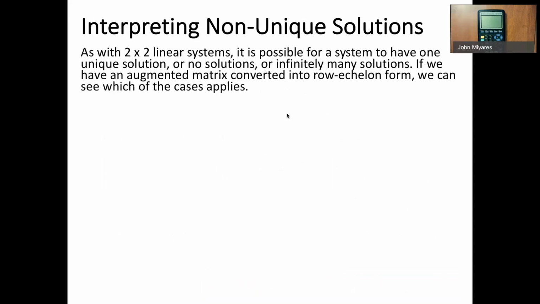We sometimes have a situation, however, where the calculator will not lead us to a solution that is unique. When that happens, we have to take a different approach. Just like with 2 by 2 system of equations, it is possible that you can have a system that doesn't necessarily have one unique solution. You could have one that has no solutions, or even infinitely many solutions. In those situations, when we try to have the augmented matrix converted into row echelon form, we see some bizarre behavior.